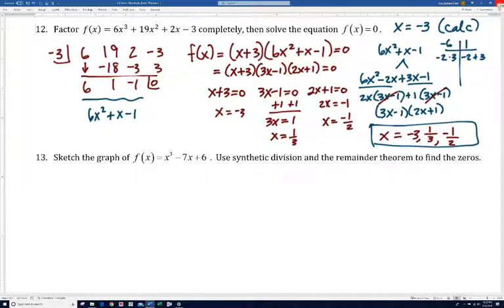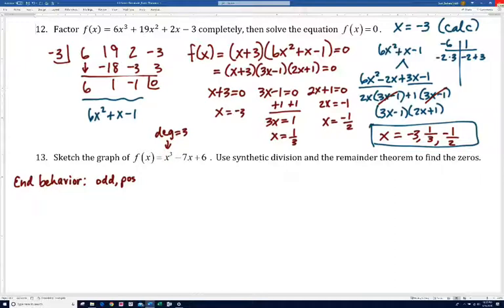Okay, number 13, it says sketch the graph. Use synthetic division and the remainder theorem to find the zeros. Well, if you're going to sketch a graph, we learned back in 4.2 that you need to first look at end behavior. So notice our leading term is x cubed. So our degree is odd here, or 3. So we're odd, and we're positive because this is a 1 out front, positive number.